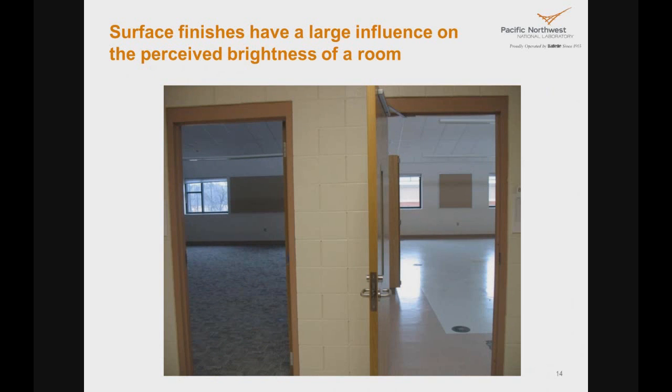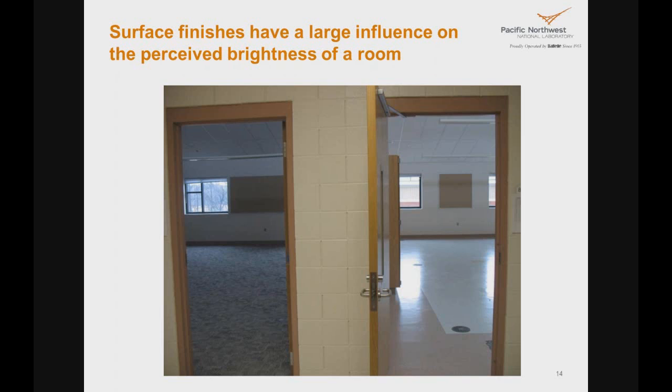So the next important variable is interior surface finishes. It can have a large influence on the perceived brightness of the room. This is a picture that I took of a school which I was studying back when I was doing my graduate thesis. These two classrooms are absolutely identical in every way. The only difference being the carpet in one room on the left-hand side and the lack of a carpet in the other room. And you can see that there is quite a big difference in the perceived brightness.